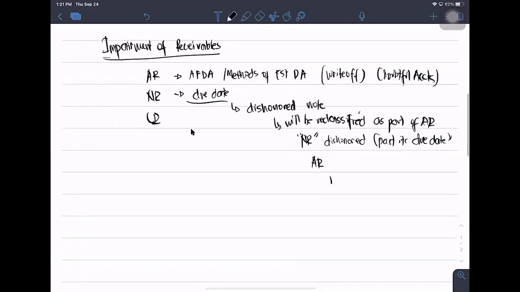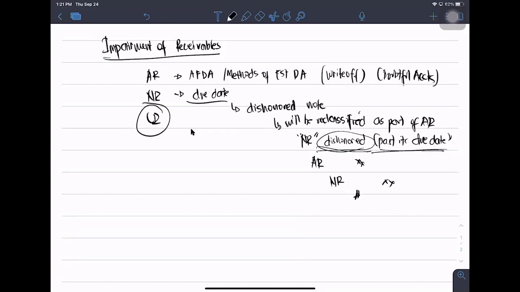So we debit AR, we credit NR. That's how we impair the notes receivable in case it is dishonored because we did not collect it at its due date. How about a loan receivable?